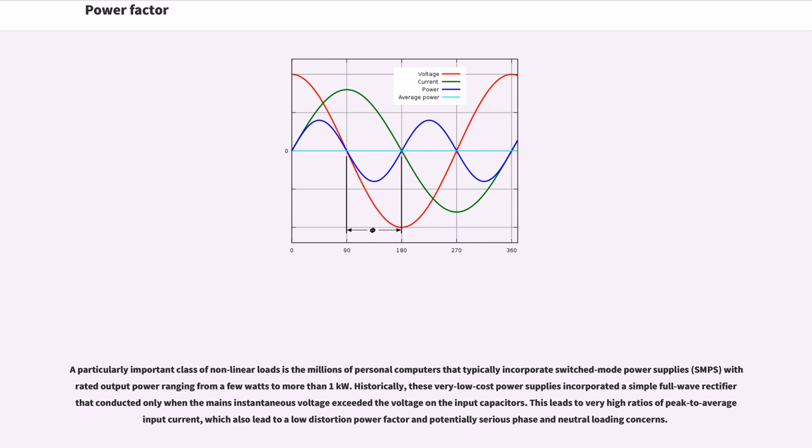A particularly important class of nonlinear loads is the millions of personal computers that typically incorporate switched-mode power supplies with rated output power ranging from a few watts to more than 1 kilowatt. Historically, these very low-cost power supplies incorporated a simple full-wave rectifier that conducted only when the mains instantaneous voltage exceeded the voltage on the input capacitors. This leads to very high ratios of peak to average input current, which also lead to a low distortion power factor and potentially serious phase and neutral loading concerns.